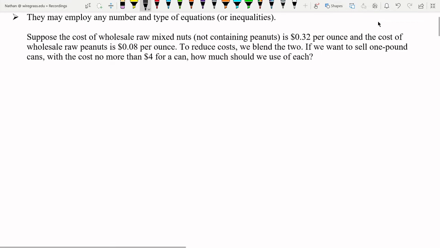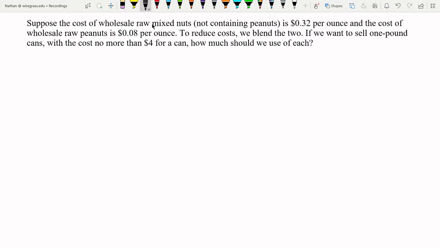Let's consider this sample problem here. Suppose the wholesale raw mixed nuts, so they don't contain any peanuts, is 32 cents per ounce. Of course, mixed nuts that don't have peanuts are typically more expensive, and the cost of wholesale peanuts is 8 cents per ounce, much cheaper. Of course, to reduce costs, you can blend the two to make a somewhat decent nut mix, but for a cheaper price, since peanuts are cheaper. If we want to sell 1 pound cans with a cost of no more than $4 for a can, how many ounces of each should we use in each can?